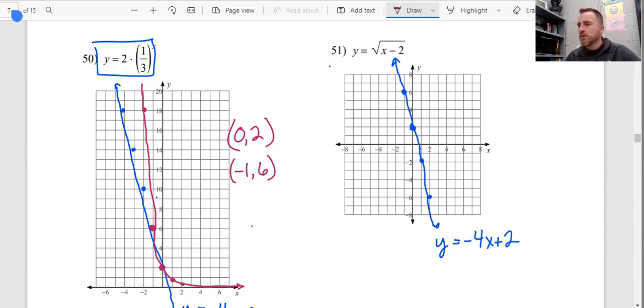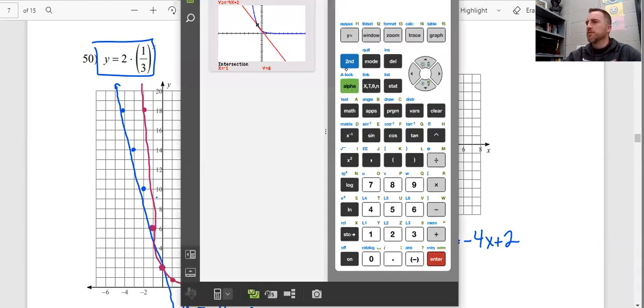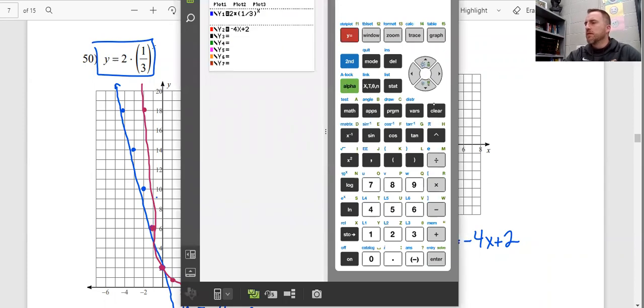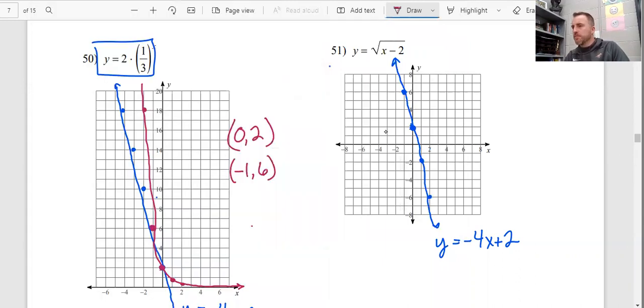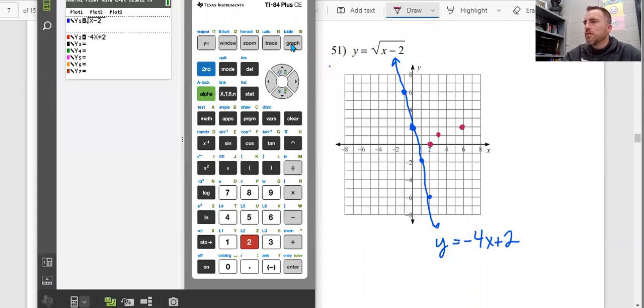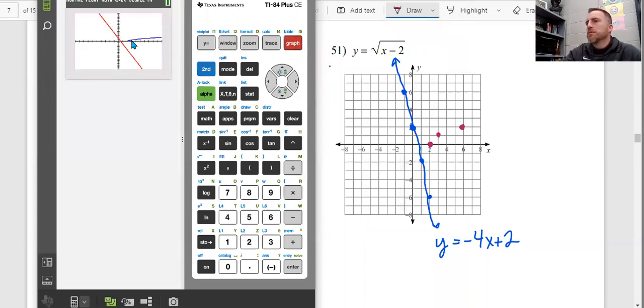All right, the next one, let's just go ahead and jump straight to the calculator since we got it pulled up. Instead of that exponential function, we're going to do this square root function, square root of x minus 2. That one's going to start over here at 2, 0. It's going to go up here, and it's going to go up here, I think. You see the blue line over here. You see this line right here.